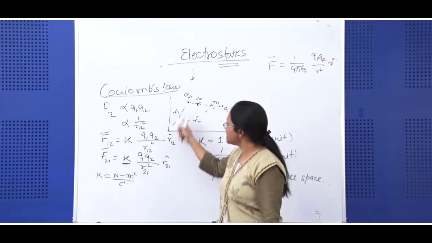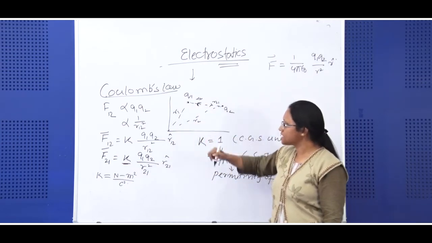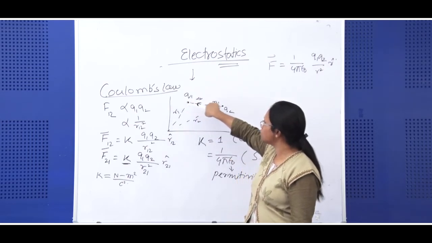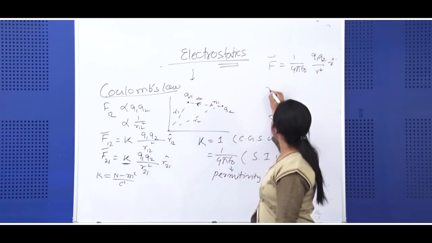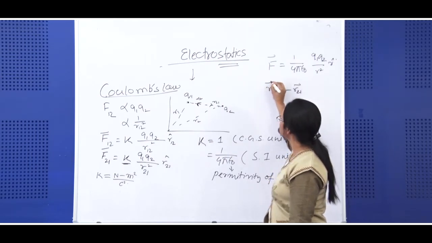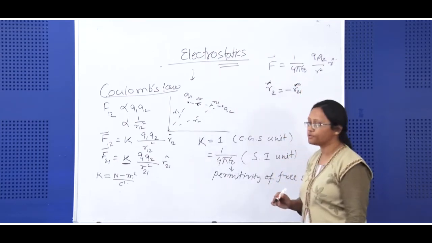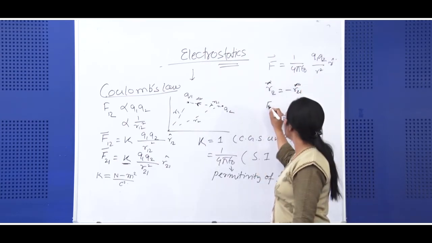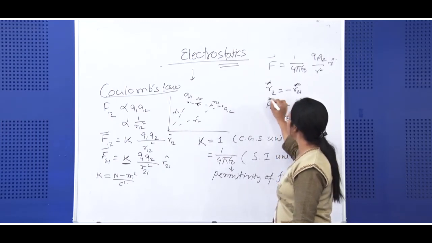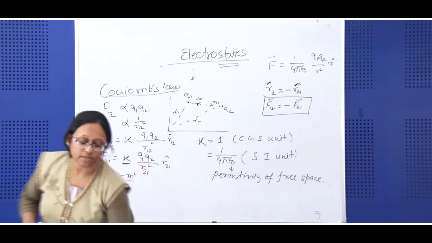Now see, this Coulomb's law will satisfy Newton's third law, because the direction of R12 is in this direction and the direction of R21 is in the opposite direction. So we can write R12 is equal to minus of R21, with a vector sign or with a unit cap. Their direction is opposite. So we can write F12 is equal to minus of F21, which also satisfies Newton's third law.